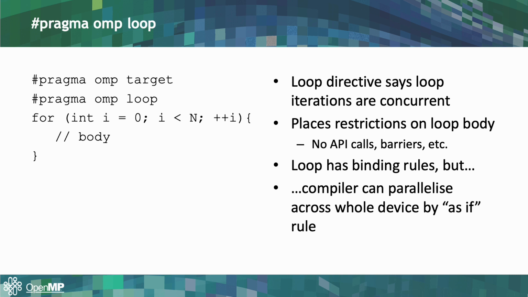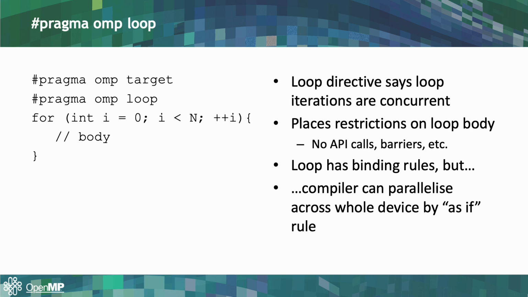Now, the loop directive was a new addition to OpenMP 5. And what it says, if you add it before a loop, like a for loop here, as we do on the slide here, it says that the iterations in that loop are concurrent. That means that they can be run in any order. It doesn't matter what order they run. They can happen in whatever order they like, and perhaps even at the same time. So they could be parallel as well as concurrent.